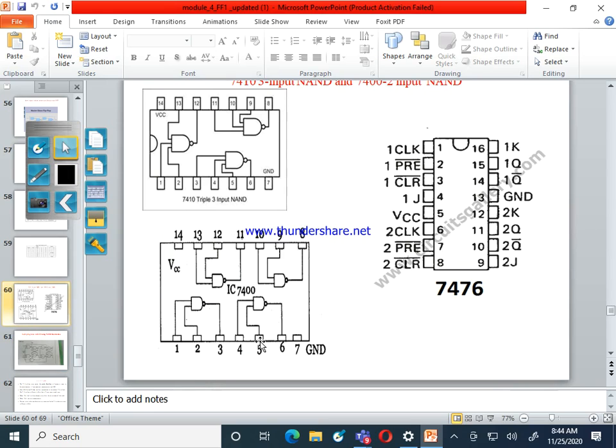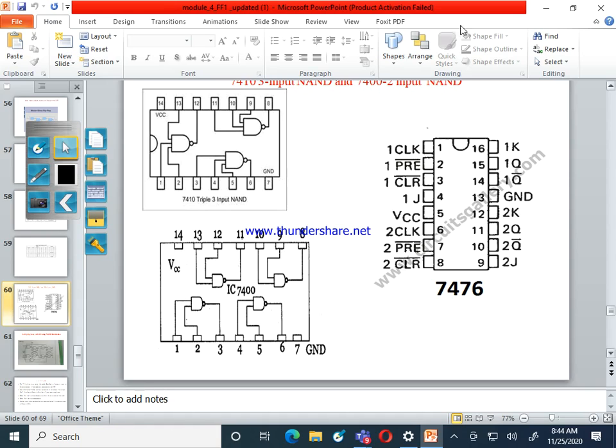7400 is left out. For this, I have to do the connections. Pin numbers 1 and 2 act as inputs. Pin number 3 is an output. 4 and 5 act as inputs, 6 is an output. Then 8 is an output, with 9 and 10 as inputs, and 11 is an output, with 12 and 13 as inputs. Pin 7 is ground and 14 is your VCC. Okay, this is the IC 7400.